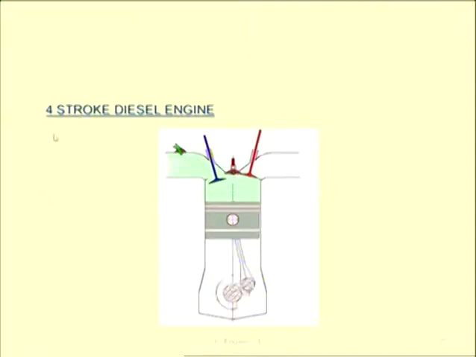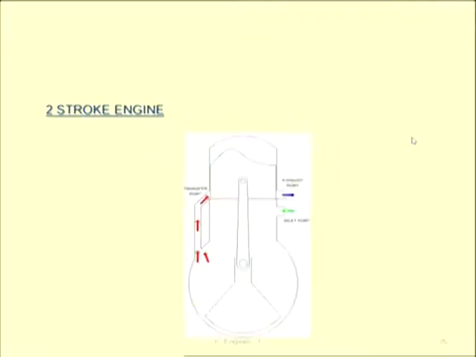Now this animation shows the 4-stroke diesel engine. The animation is just simple, only the change in a component is this one. In previous case it was a spark plug. In case of diesel engine I have a fuel injector. So it will inject the fuel, diesel, in small particles and the process will start. Okay. So we have discussed this 4-stroke engine.